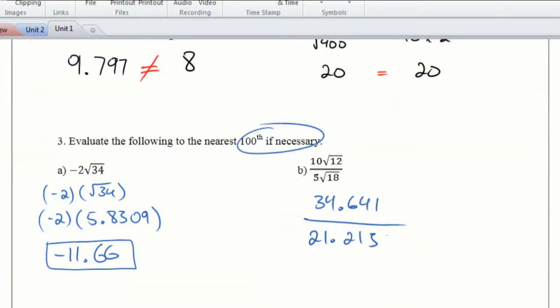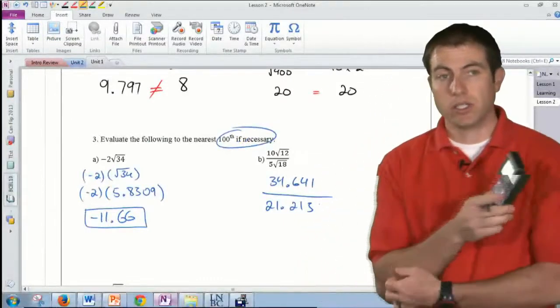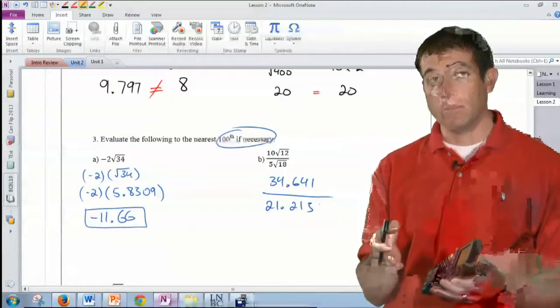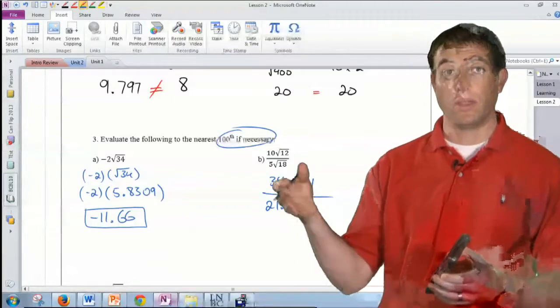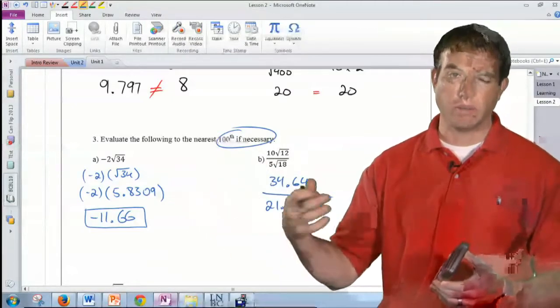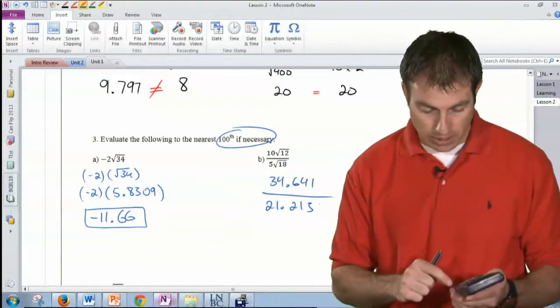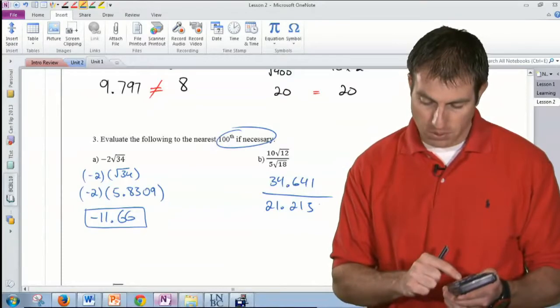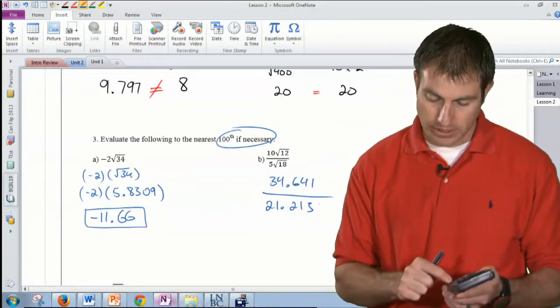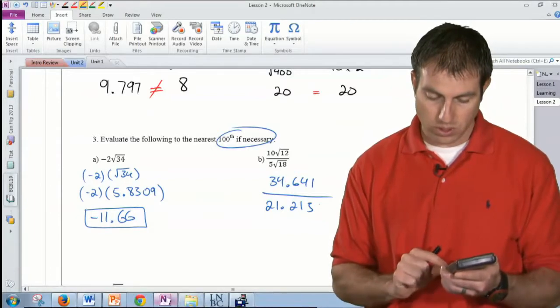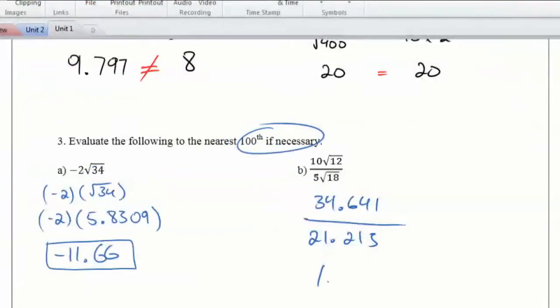21.213. Now, I know that the question is asking for an answer to the hundredth, so I'm going to keep my decimal places to the thousandths, or one additional one. So when I round, it's not going to have any effect on my answer. I'm going to take that 34.641 and then divide it by the 21.213, and I end up with 1.63.